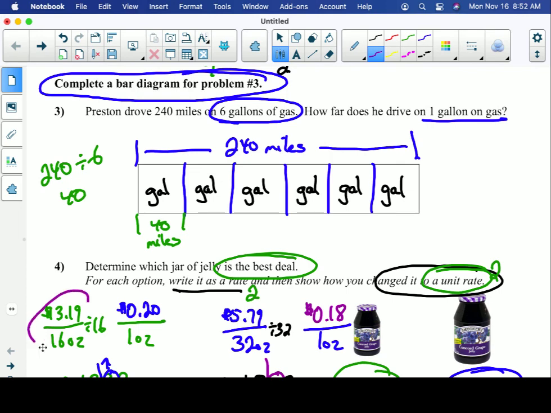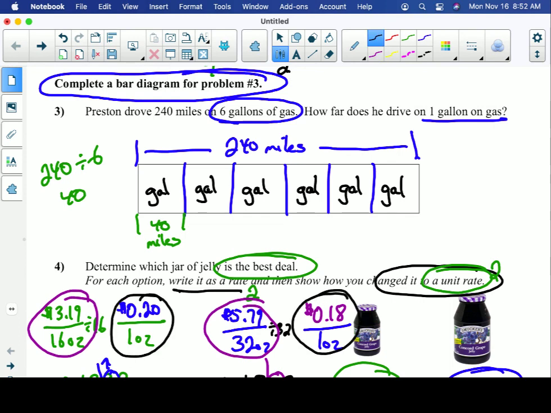So here's where I wrote each of them out as a rate, including my units. Here's where I wrote each of them as a unit rate, including my units. And now that they're a unit rate, now I can compare them together because now they're the same size. So the first one was 20 cents per ounce. The second one was 18 cents per ounce. The better deal is which one is the lower price per ounce. In that case, the 32-ounce jar is less expensive. It's 2 cents less per ounce, which makes it a better deal.